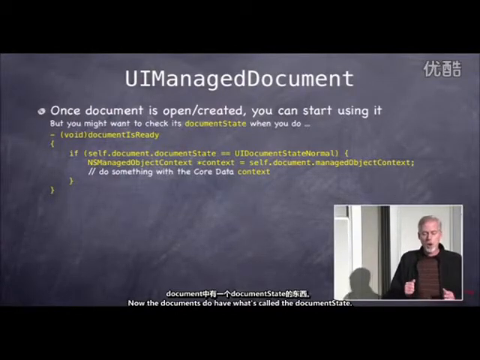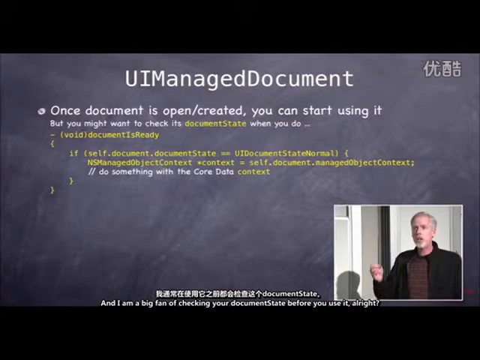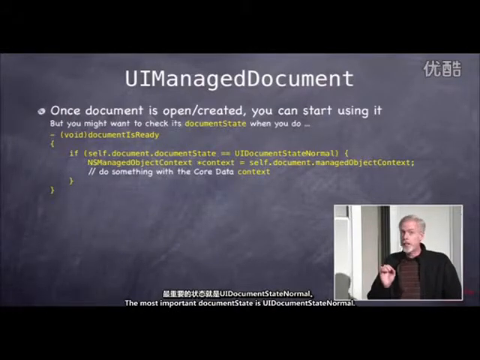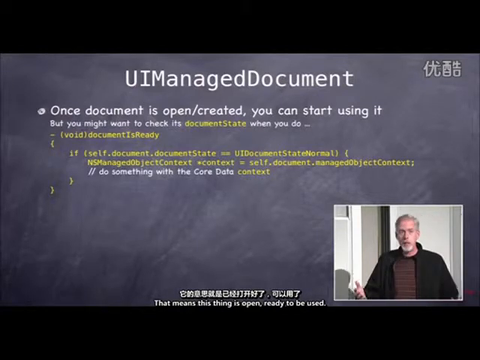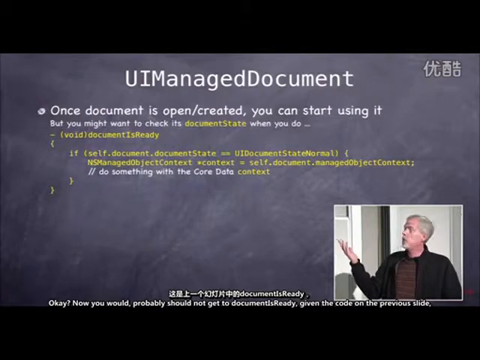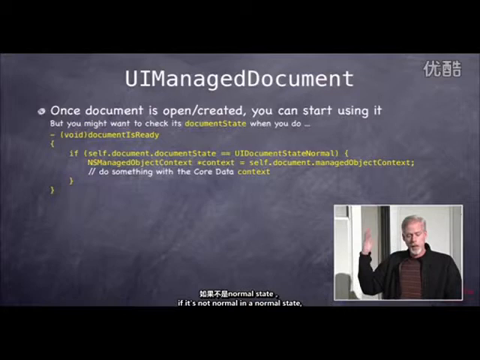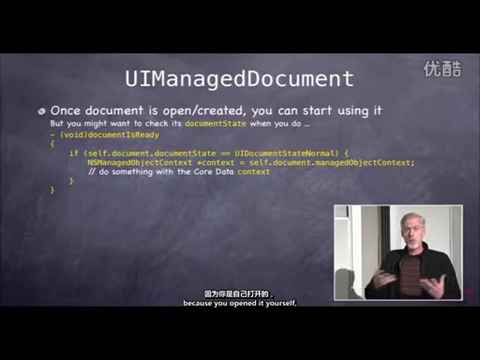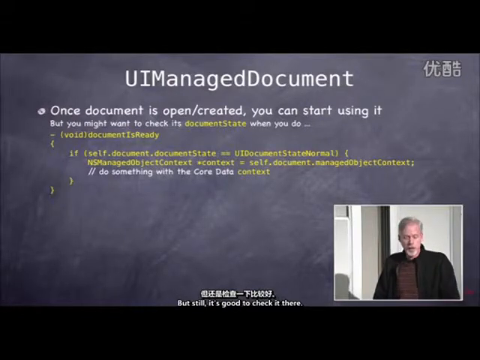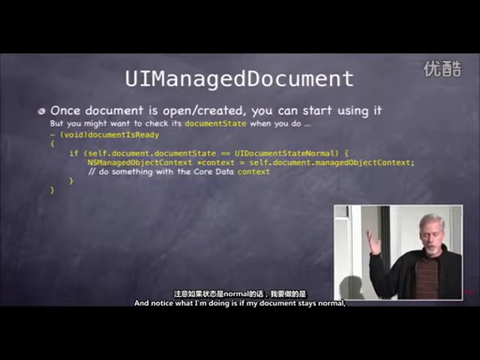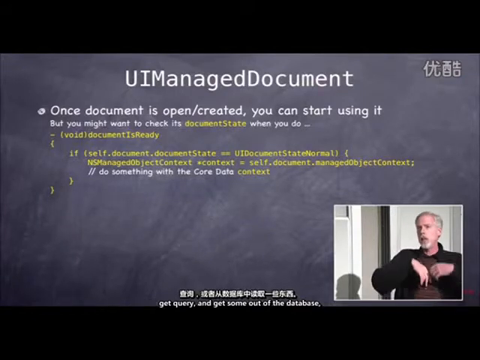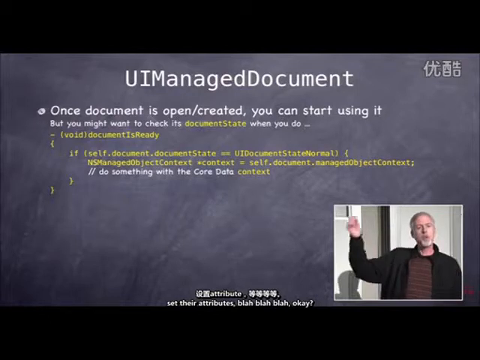Now, the documents do have what's called the document state. And I'm a big fan of checking your document state before you use it. The most important document state is UIDocumentStateNormal. That means this thing is open, ready to be used. Now, you probably should not get to documentIsReady, given the code on the previous slide, if it's not in a normal state, because you opened it yourself and you only called this if success was yes. But still, it's good to check it there. And then notice what I'm doing is, if my document state is normal, I'm getting the document context, and then I'm going to go do all my Core Data stuff. Create objects, query, get some out of the database, set their attributes, blah, blah, blah.